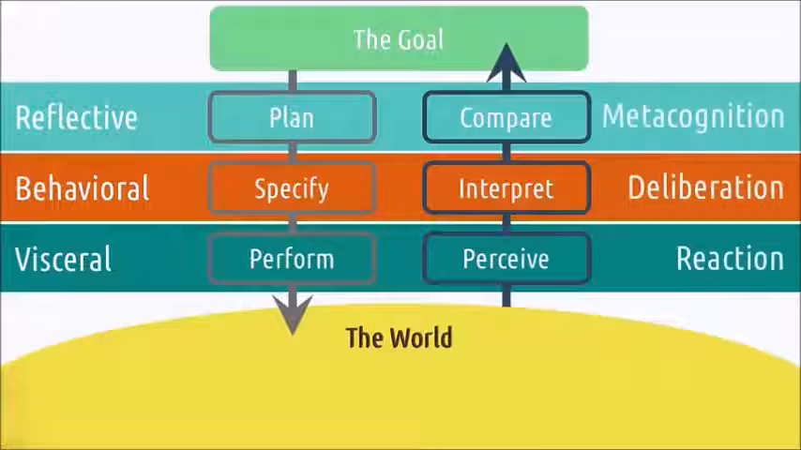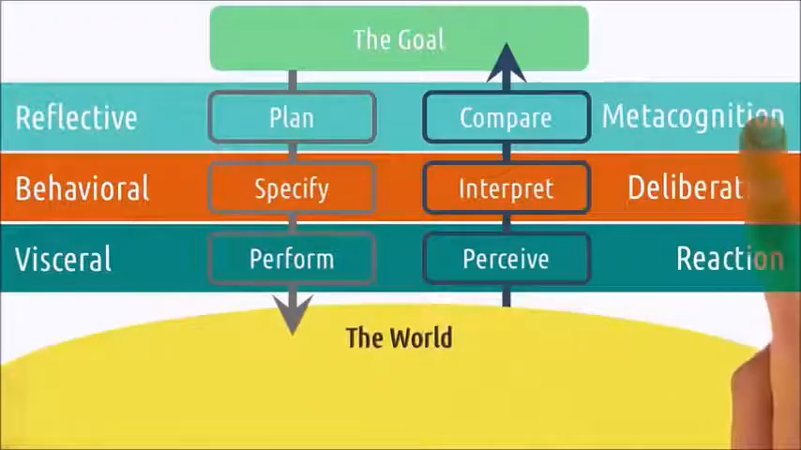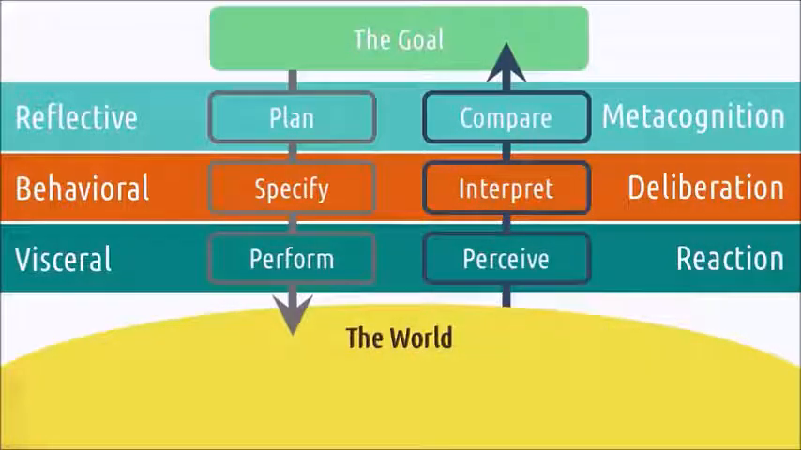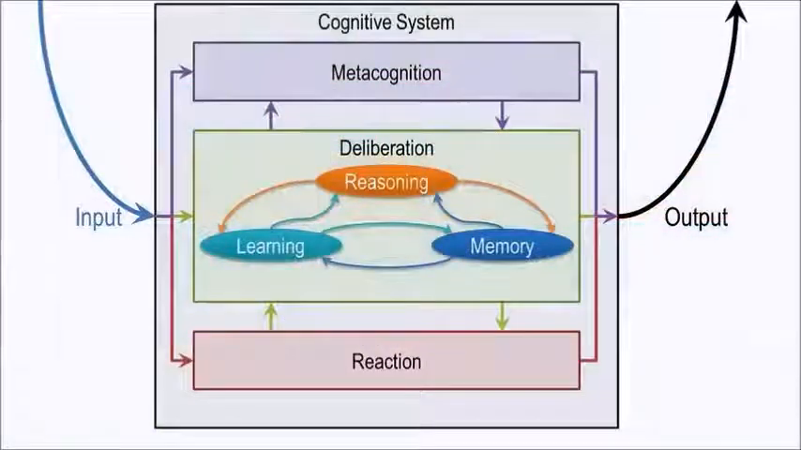If we change his vocabulary a little bit, we might describe this lowest level as raw reaction, the middle level as deliberation, and the top level as metacognition, thinking about the goal, thinking about the problem-solving process, thinking about what we did and what happened. And if we rewrite these phases with this vocabulary, we start to get at a diagram you might recognize if you've taken knowledge-based AI. And if you haven't, here's a little teaser for what you'll see if you do.